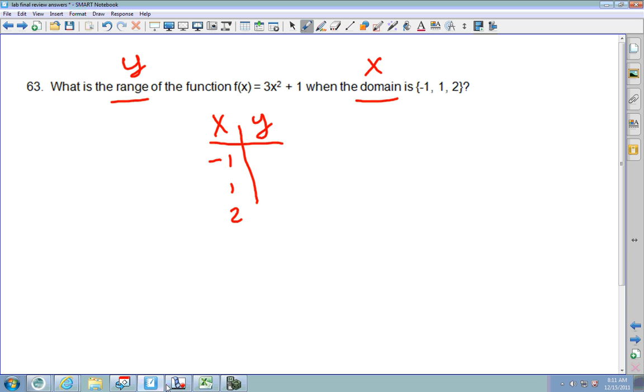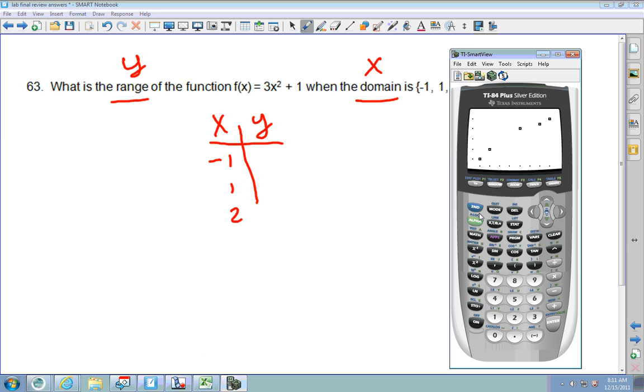So I'm going to go now to my calculator. Well, I'm going to clear the calculator because I did all that stat plot stuff. All right. Go to y equals, and I'm going to put 3x squared plus 1. And I'm going to press second graph. Let's look and see where x is negative 1. Y is 4. So I'm going to put up here, I've got 4.